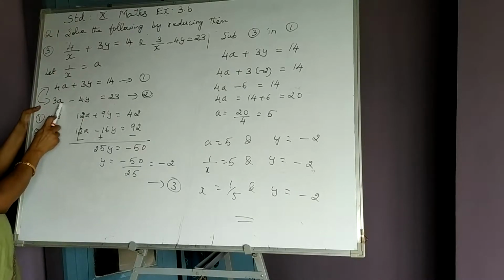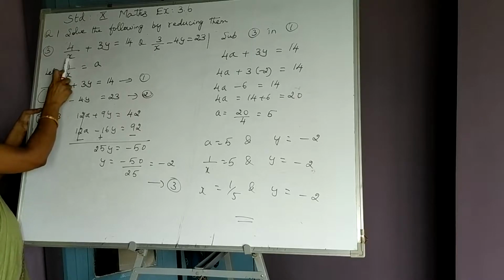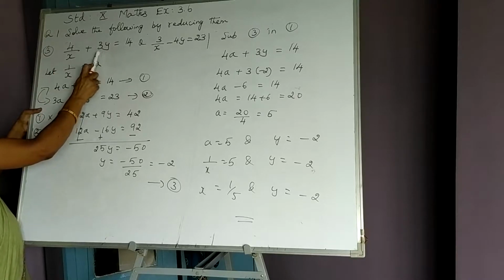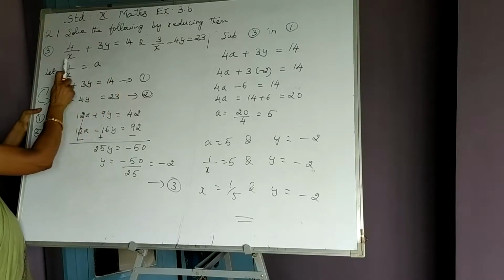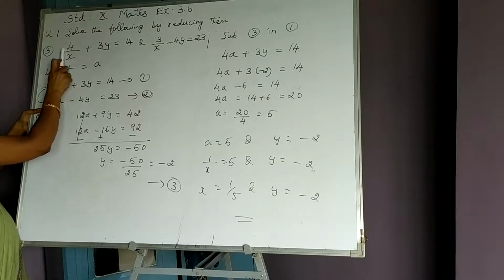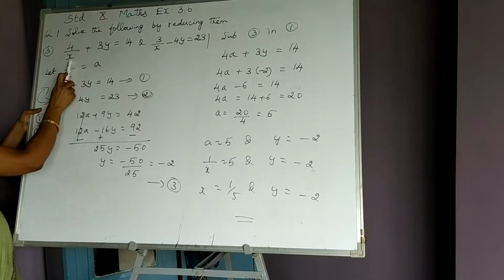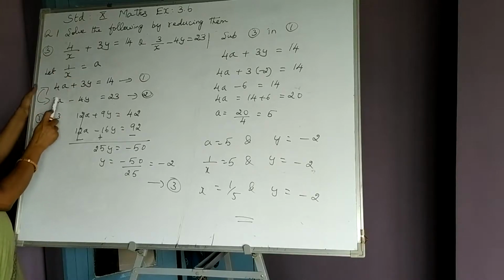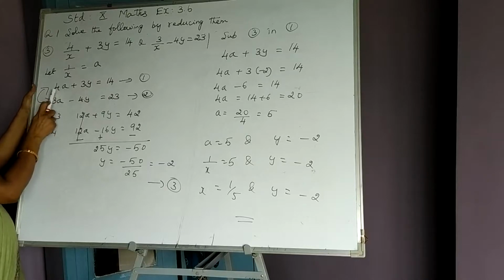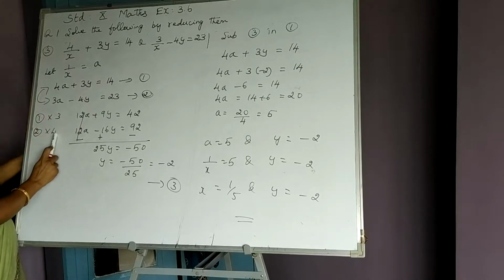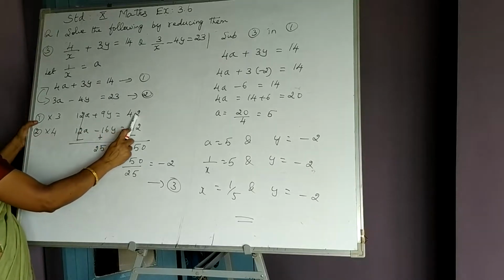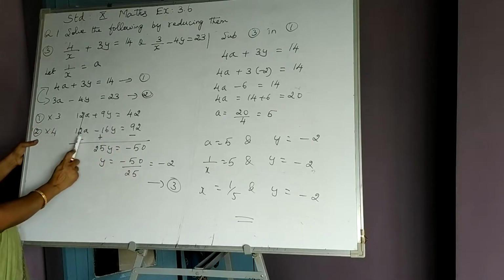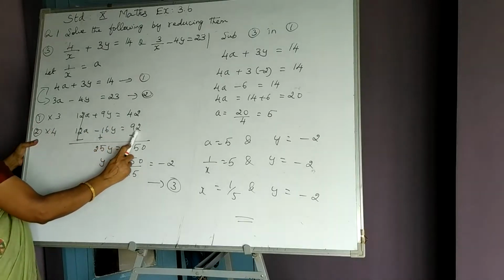In the previous sums we saw x was in the denominator, y was also in the denominator, therefore we took two substitutions, 1 upon x equal to a and 1 upon y equal to b. Whereas here only x is down, therefore we have taken only one substitution. This is the only change between this sum and the previous sum. So to make coefficients of a equal, I have taken 3 as the multiplier for the first equation and 4 as the multiplier for the second equation. So multiplying first equation by 3, we get 12a plus 9y is equal to 42. And the second equation by 4, we get 12a minus 16y is equal to 92.